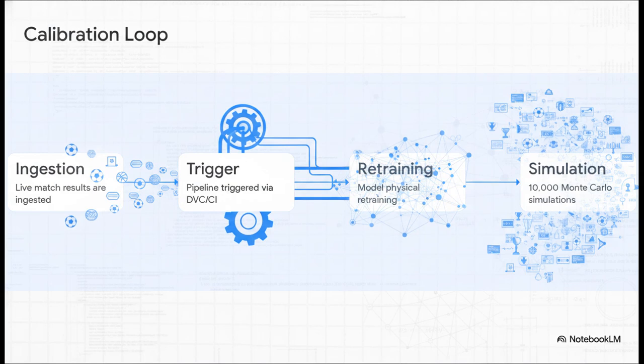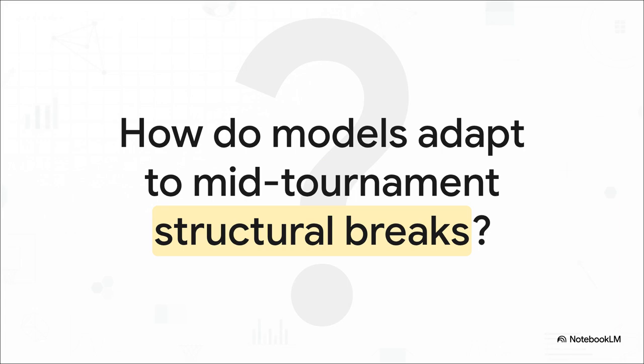Let's walk through this continuous calibration loop, because it's basically a high-speed chain reaction. Step 1. Data ingestion. The moment a match ends, live results are fed in. This immediately sparks Step 2, the pipeline trigger, completely automated via data version control. Step 3. Model retraining. The model physically retrains itself, instantly incorporating new parameters from the match that literally just finished. And finally, Step 4. A fresh Monte Carlo simulation fires up, recalculating all those massive tournament paths. The whole shebang happens mechanically without a single human lifting a finger. Let's move on and see how this builds.